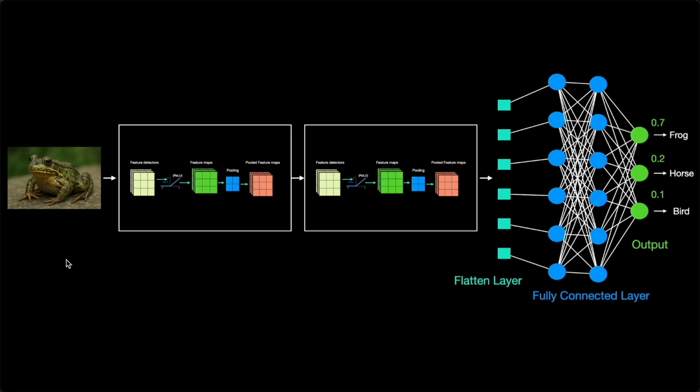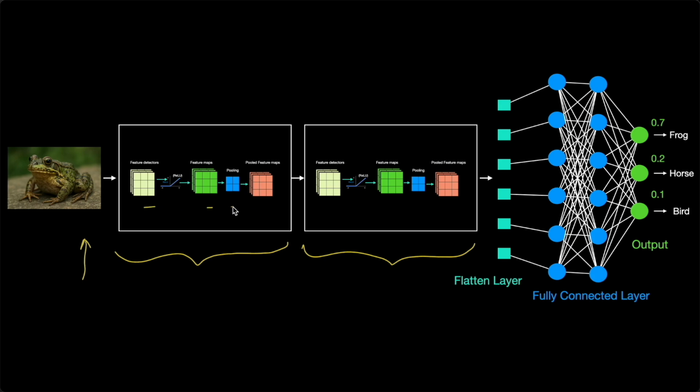Okay, so this is our architecture diagram, and this is our input image of a frog. And this is one convolution, and this is another convolution. Typically, we apply more than one convolution before we flatten the layer and feed it to the neural network.